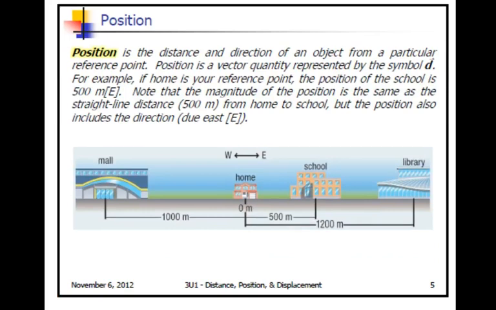Position is the distance and direction of an object from a reference point. So position is a vector quantity. It's represented by the symbol d with an arrow on top. So for example, if your home is the reference point, the school is position 500 meters east. The mall would be 1,000 meters west. The library, 1,200 meters east. So note that the magnitude of the position is the same as the straight line distance, but we have to include the direction when we're talking about position.